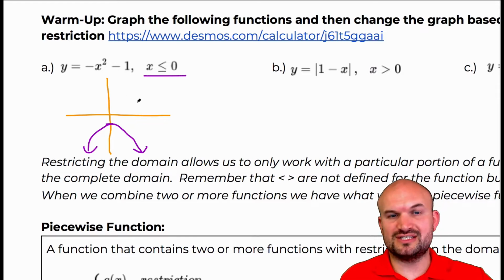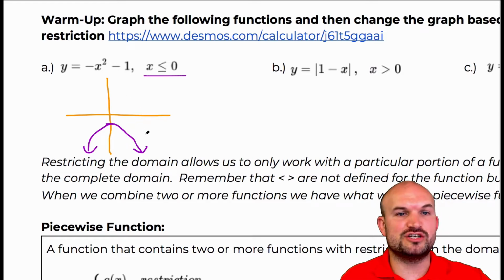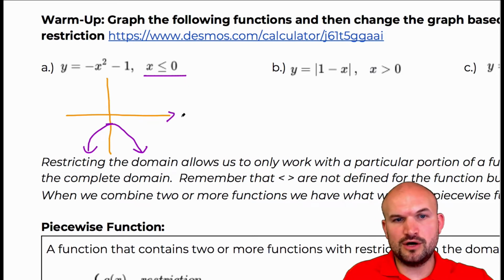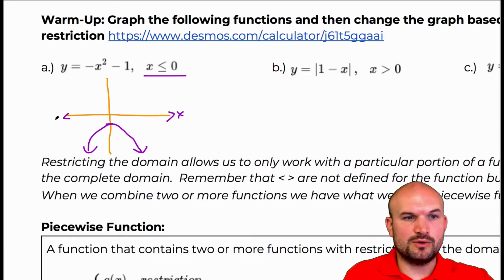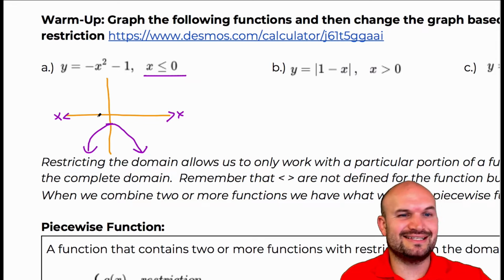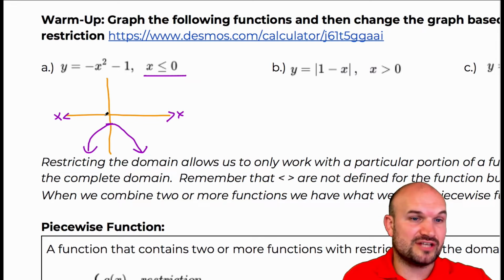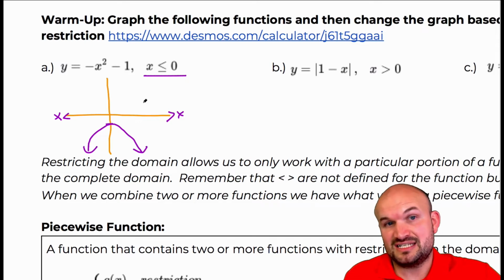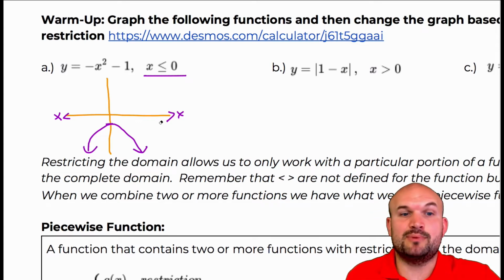Now I have to look at this domain restriction. It says I only want you to graph this function for values when x is less than or equal to 0. Remember, here's the x-axis. So we're only graphing it for x values that are less than 0, meaning all the x values that are negative. Anything to the right of the y-axis means the x value is positive, so it's not going to be a part of this function.